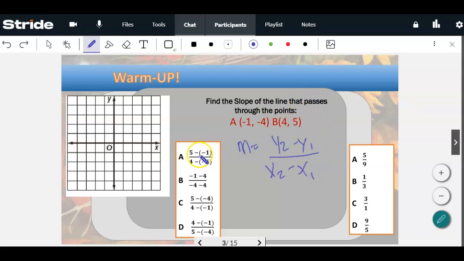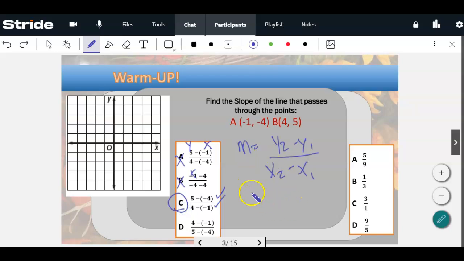So you can look at this first one, it's 5 minus -1. Well, the 5 is the y, and this is x, so that can't be it. And then the next one is -1, that is x. So no, it has to be change in y on top. So 5 minus -4, that one looks good because you have 5 minus -4 and then 4 minus -1. Yes, so the answer is C.